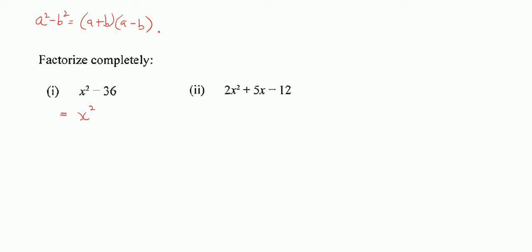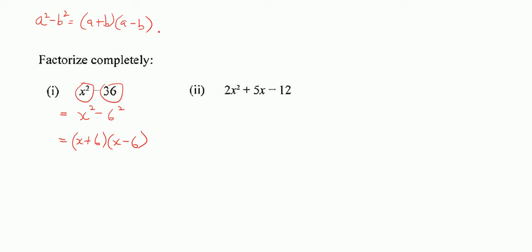Because 36 can be written as 6 squared. So x squared minus 6 squared, we can write that as x plus 6 and x minus 6. So that is how we factorize that. This is a difference of two square numbers, x squared and 36.